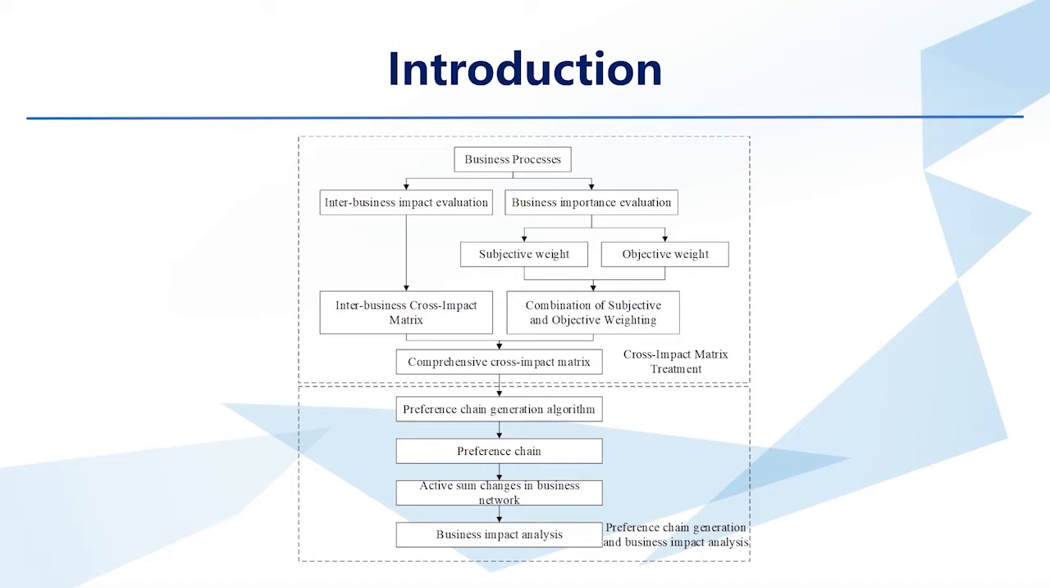Quantify the correlation between system business functions and generate a comprehensive cross-impact matrix. Finally, the preference chain generation algorithm is used to generate the business preference chain, and the interaction relationship of each business of the system is associated. On this basis, the influence trend of other businesses after business interruption is obtained by analyzing the position of the interrupted business in the preference chain. In order to make the impact degree and trend analysis result more reasonable, we consider the impact and intensity of business function interruption on the information system.